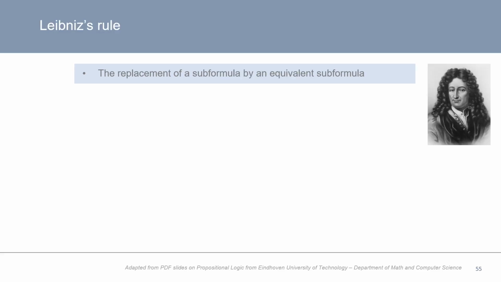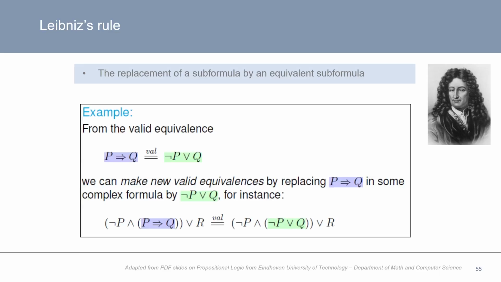Next, let's introduce Leibniz's rule. This is the replacement of a subformula by an equivalent subformula. For example, P implies Q, highlighted in blue, is equivalent to negate P or Q, highlighted in green. Knowing this, we can make new valid equivalences where we substitute the blue portion with the green one to give us this new but equivalent formula.